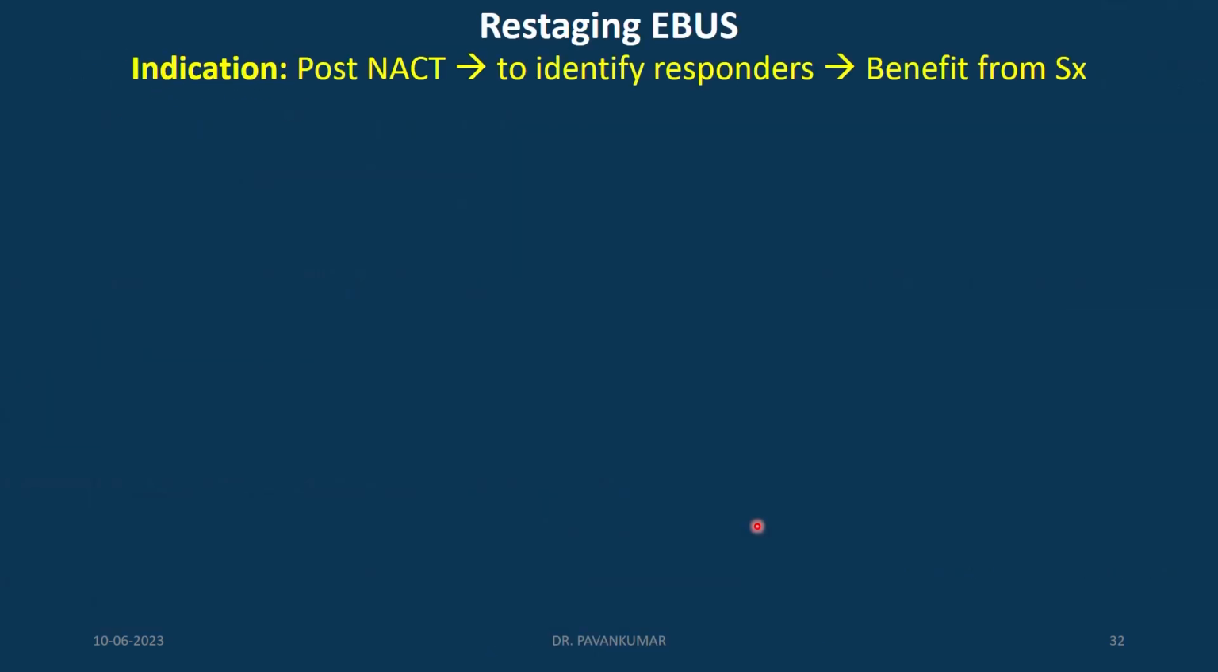Coming to the single slide, just a few words on restaging EBUS. Restaging is done when you are dealing with single station N1 or N2 disease. Multi-station N2 goes for radiation therapy, but for single station, we look at whether they respond to the chemotherapy and whether they can benefit from surgery.